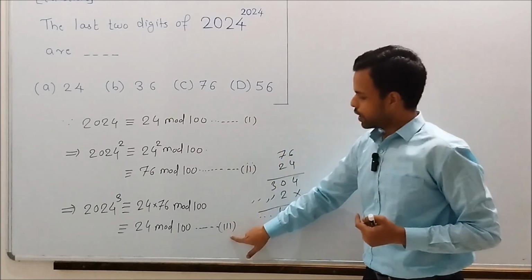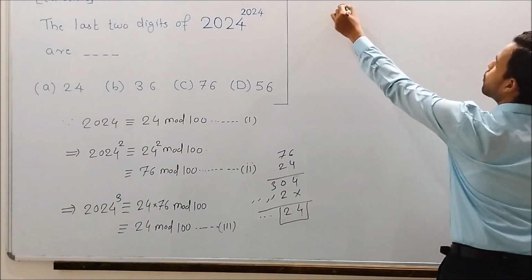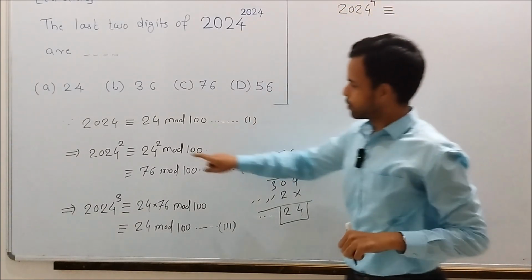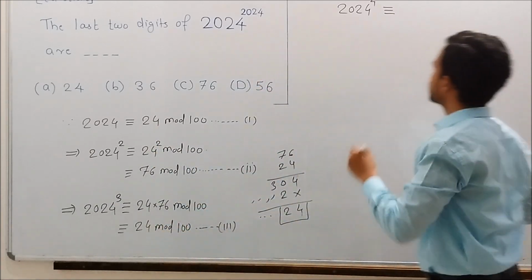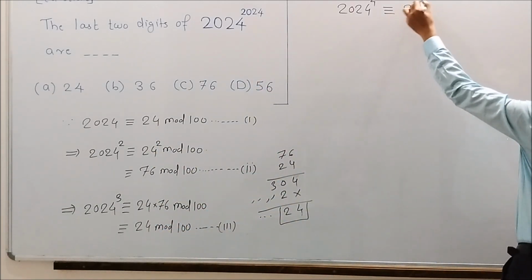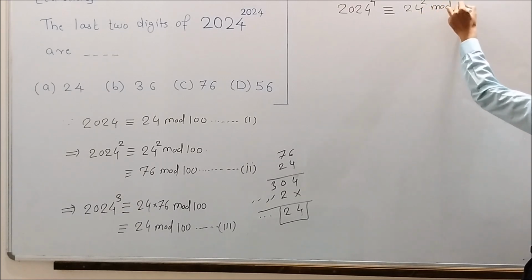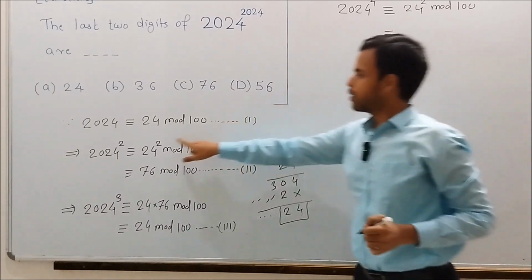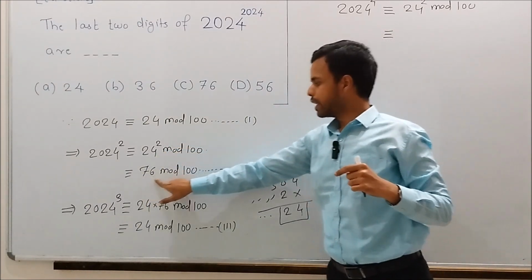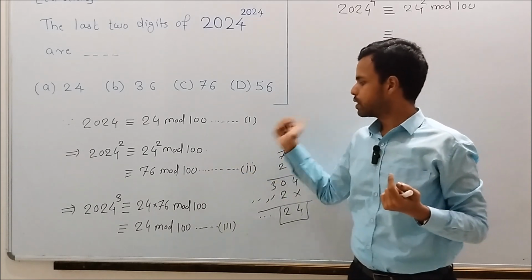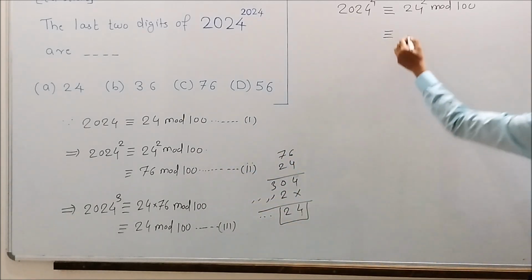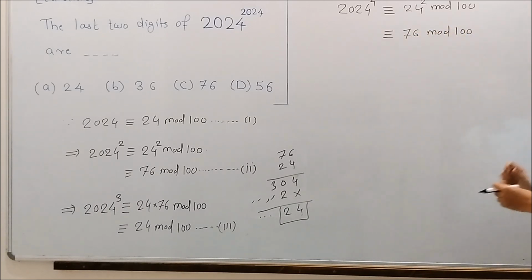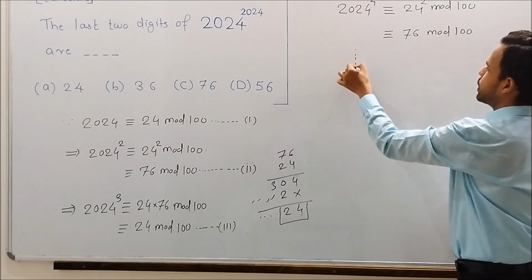Now from 1 and 3 we have 2024 to the power 4 congruent to 24 squared modulo 100, and this is equivalent to 76 mod 100, as we have seen in equation 2. And so on, this continues.